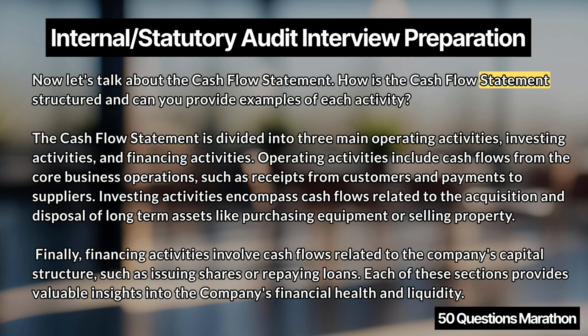Now, let's talk about the cash flow statement. How is the cash flow statement structured, and can you provide examples of each activity? The cash flow statement is divided into three main sections: operating activities, investing activities, and financing activities. Operating activities include cash flows from the core business operations, such as receipts from customers and payments to suppliers. Investing activities encompass cash flows related to the acquisition and disposal of long-term assets, like purchasing equipment or selling property. Finally, financing activities involve cash flows related to the company's capital structure, such as issuing shares or repaying loans. Each of these sections provides valuable insights into the company's financial health and liquidity.